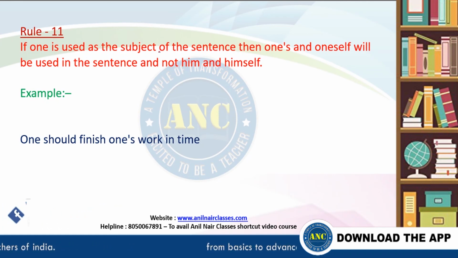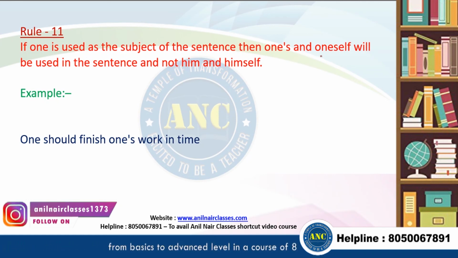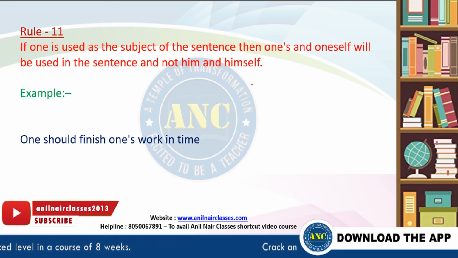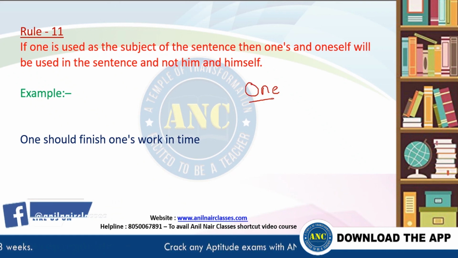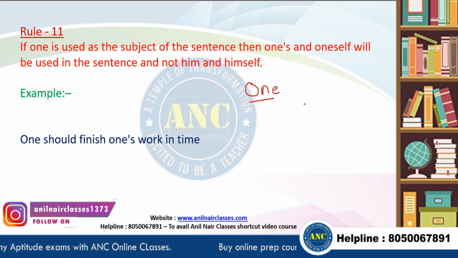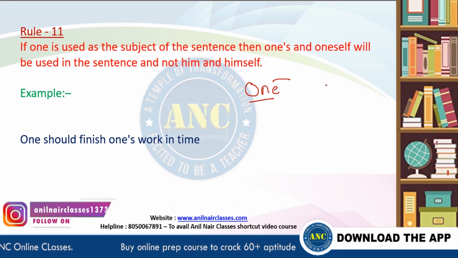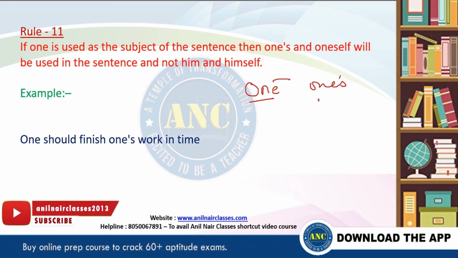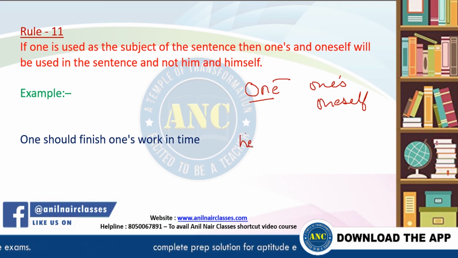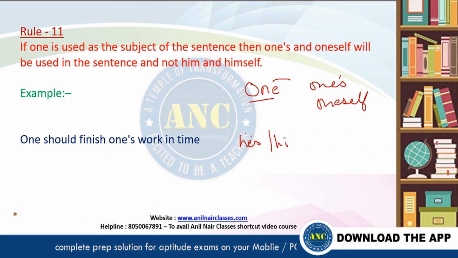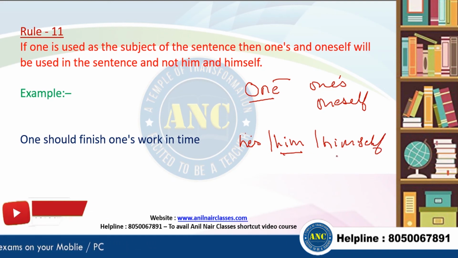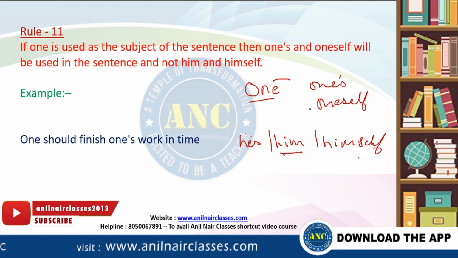Now, if one is used as the subject of the sentence, then one's and oneself will be used in the sentence and not him and himself. If in one sentence you have used one, throughout the sentence, whatever the pronoun is referring to, that one is always one. Like one, one's book, or oneself. We cannot say one in the first part and then suddenly shift to his or him, or himself. If you're using he, then you can use he, his, him, himself. If one is there, then you have to use oneself.